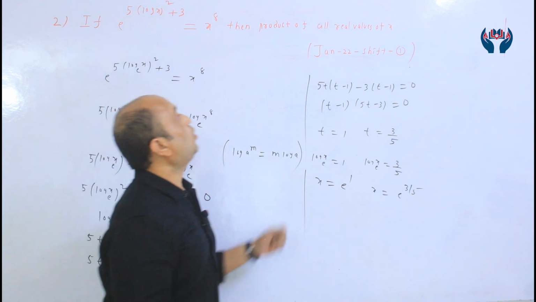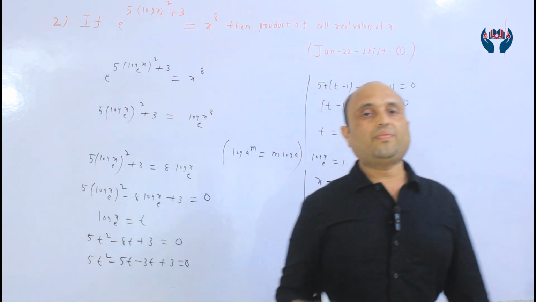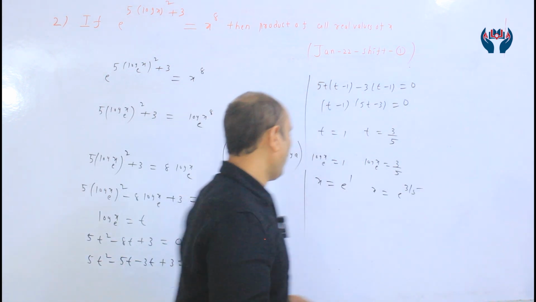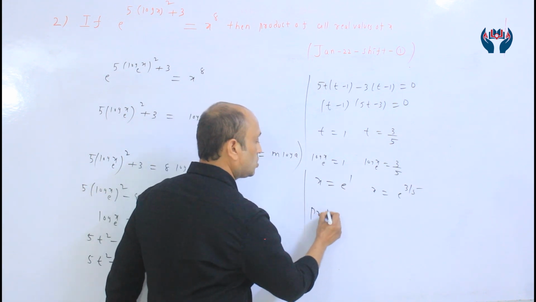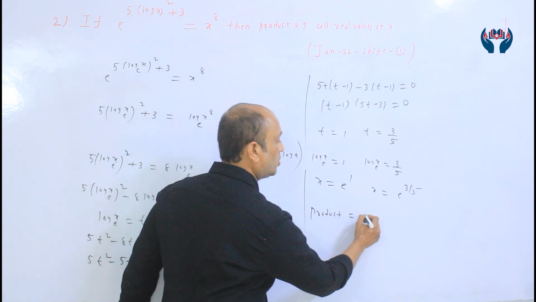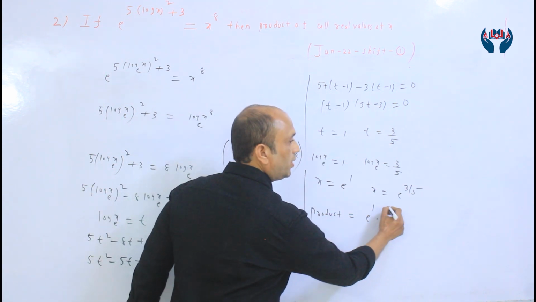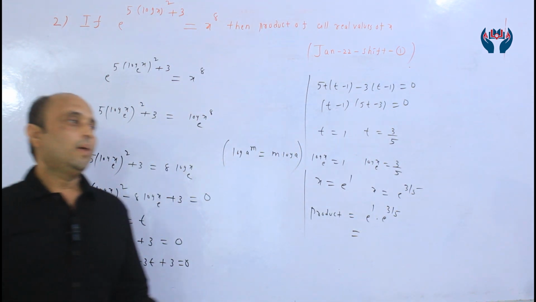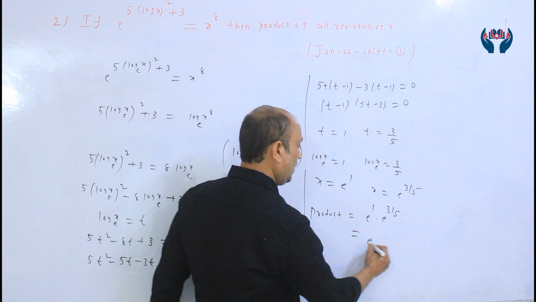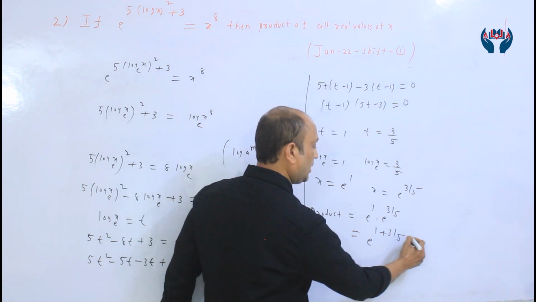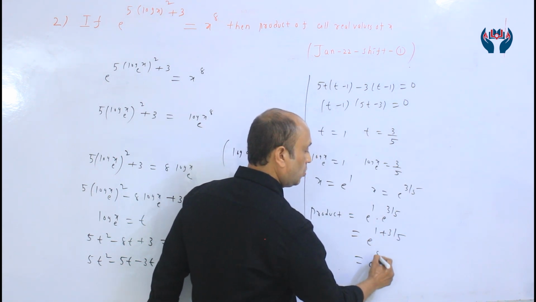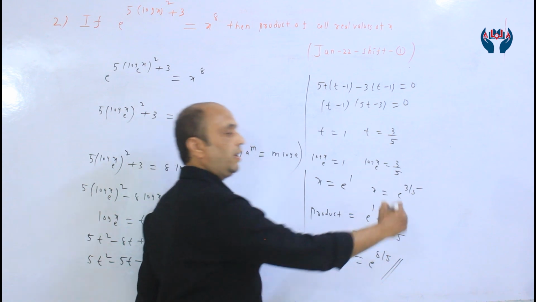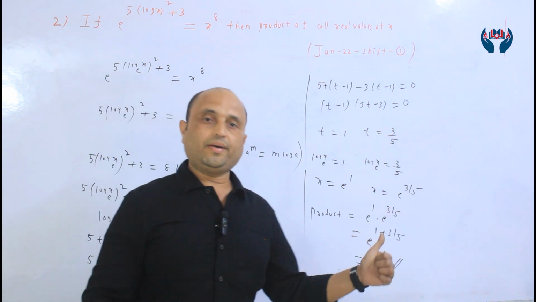But here we want to find the product of the real roots of x. So the product of real roots equals e to the power of 1 into e to the power of 3 by 5. The bases are the same, so the powers should be added: e to the power of 1 plus 3 by 5, which equals e to the power of 8 by 5. This is our answer.